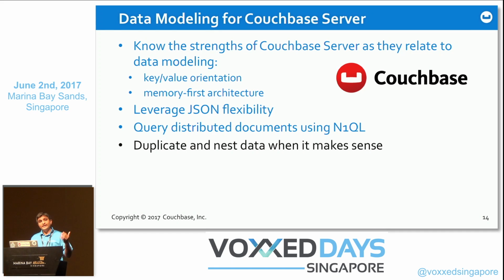But when it comes to Couchbase, or most of the NoSQL databases, when you're data modeling, we relax the normalization. The whole idea is I want to read most of the things in one go, which means we try to nest data when it makes sense.